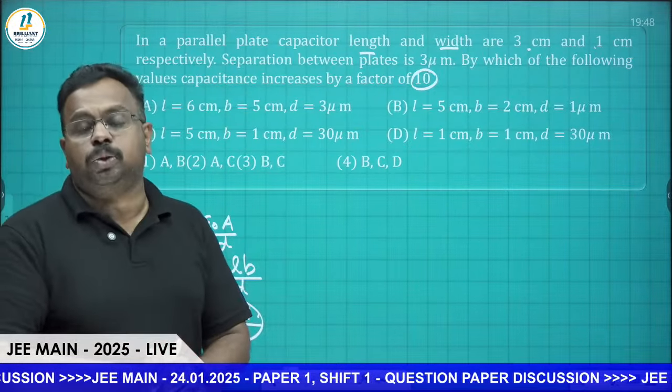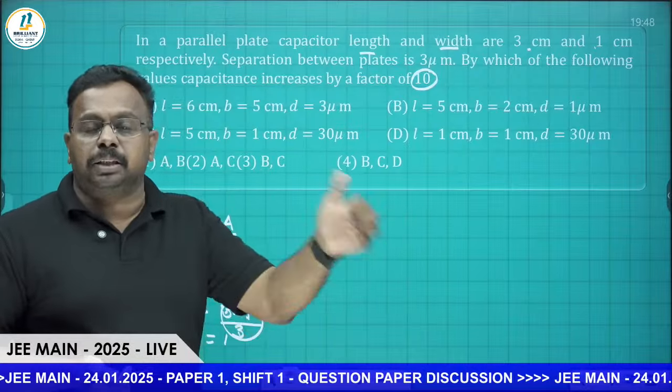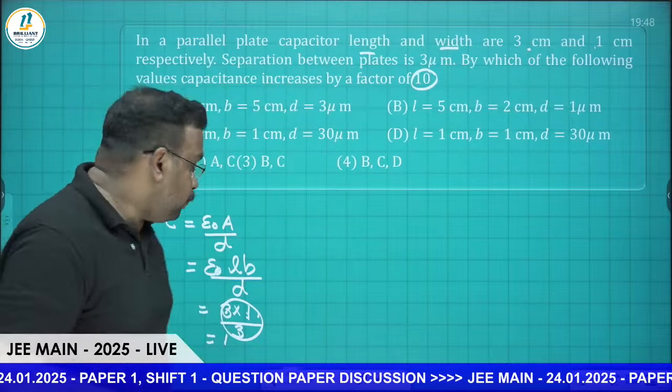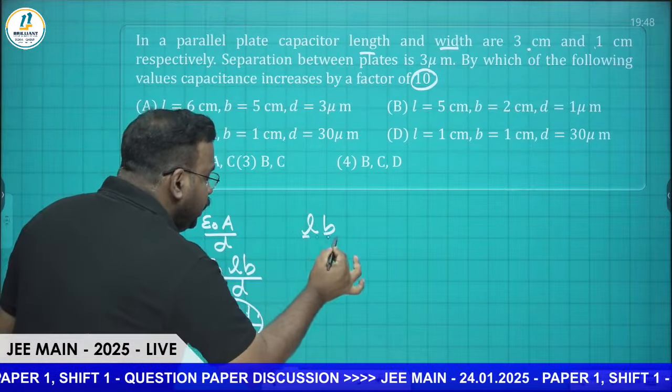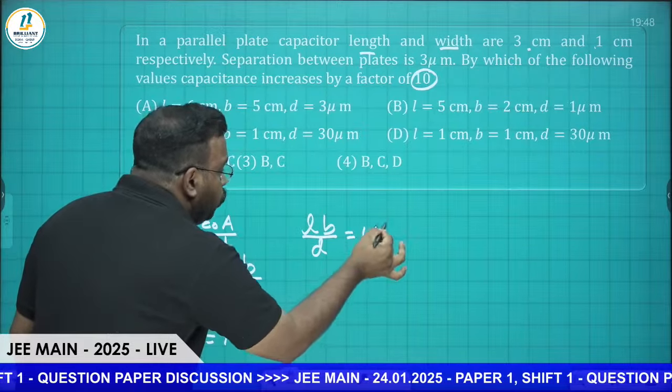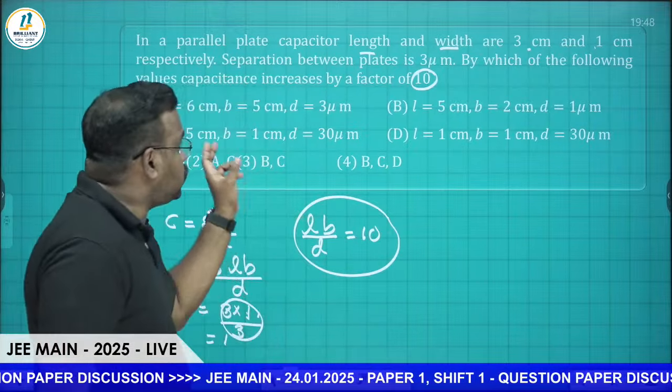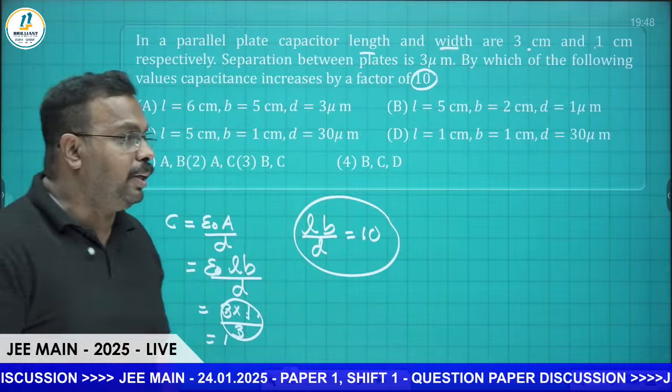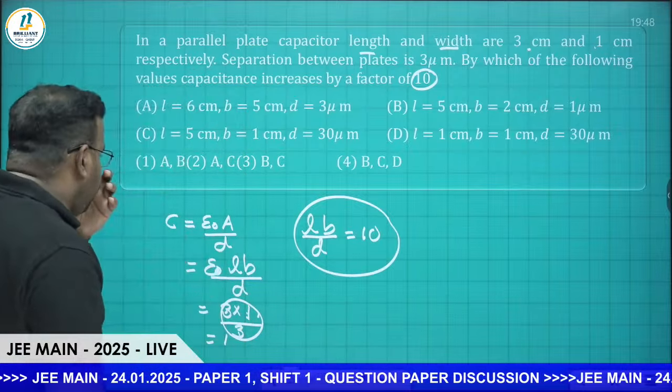Capacitance becomes 10 times means this calculation, that means the product divided by the distance, that value should be equal to 10. Then only the capacitance becomes 10 times. That means L into B by D should be equal to 10. You have to check with options. Which options satisfy this condition? L into B by D is 10.